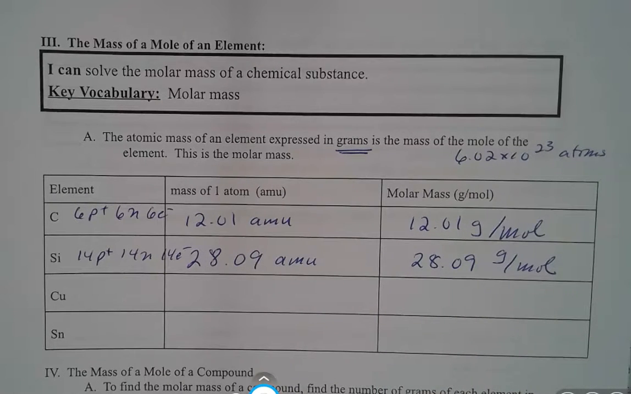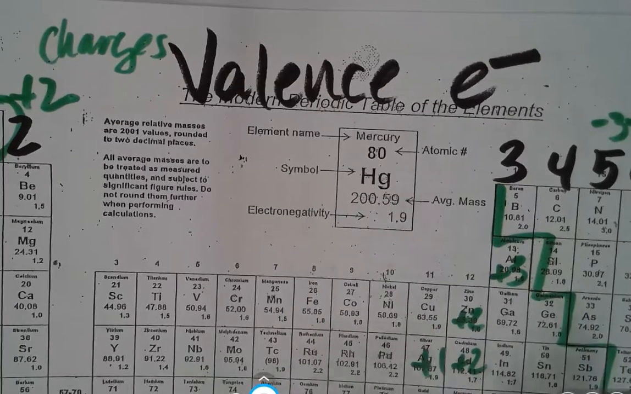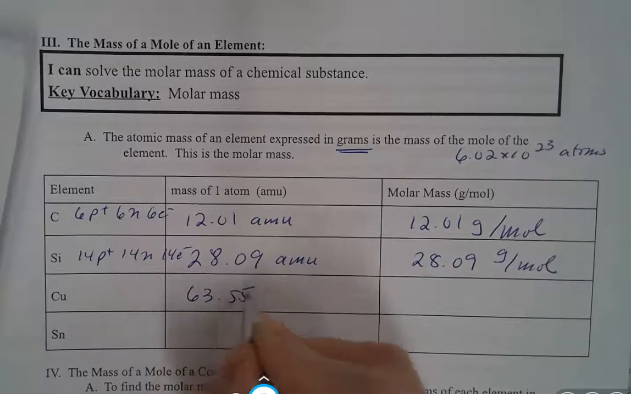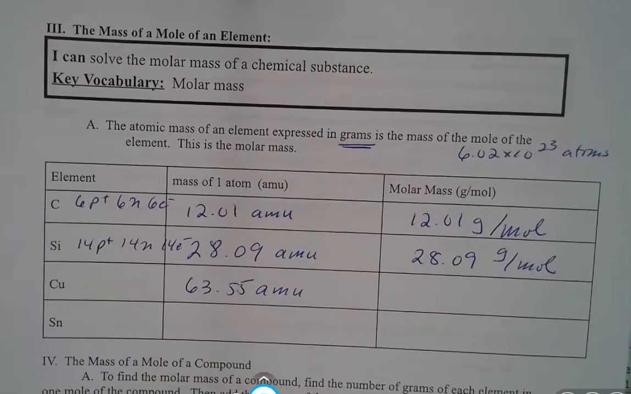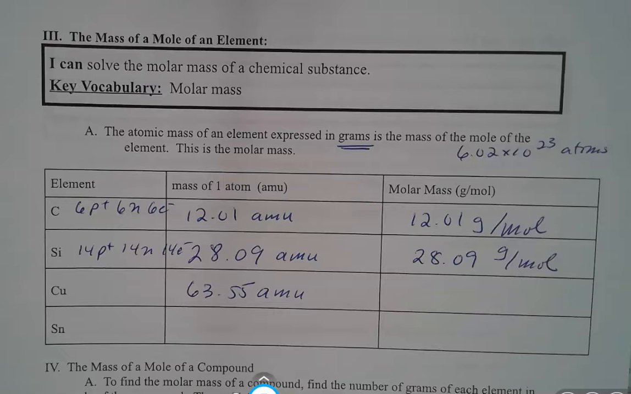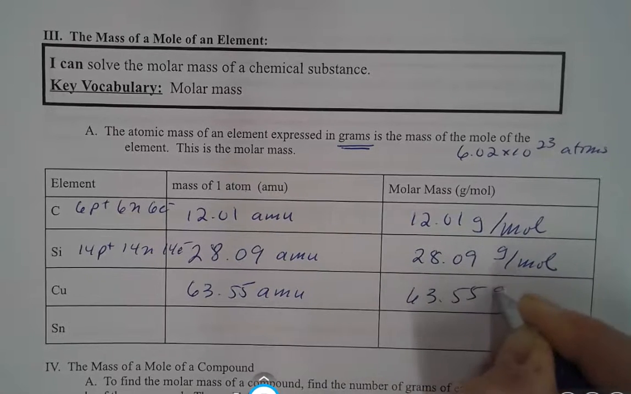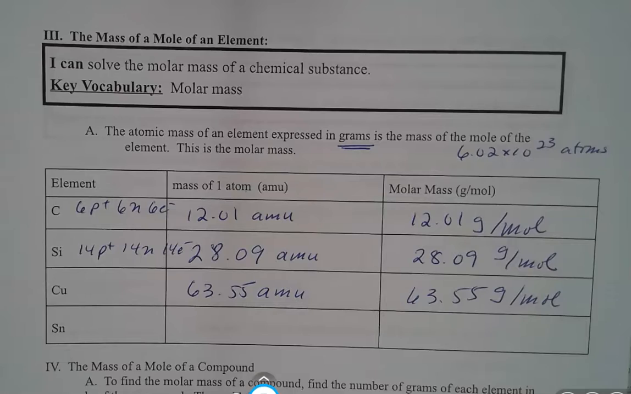All right, so let's finish this off. Here's my copper. Copper's right here at 63.55 AMU. So 1 atom of copper will have that many atomic mass units of mass. But if I have 6.02 times 10 to the 23rd of those, it's going to weigh 63.55 grams. So I can use the unit grams per mole.